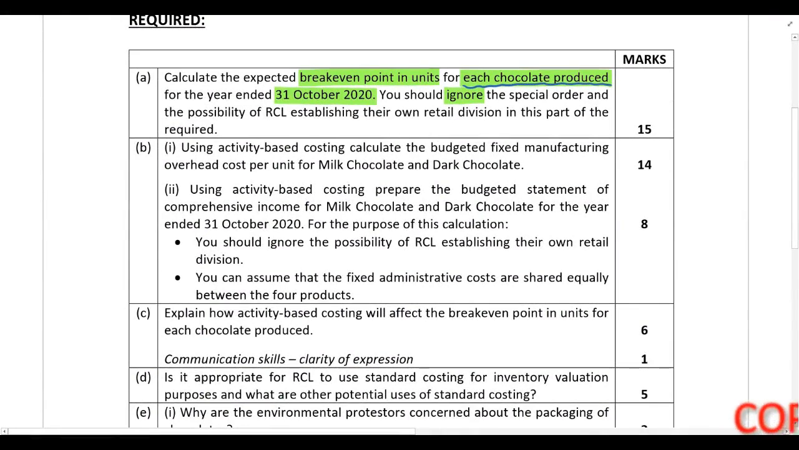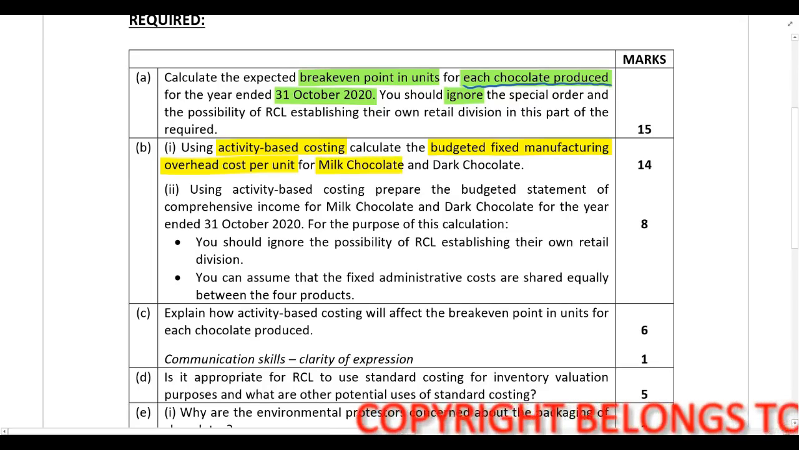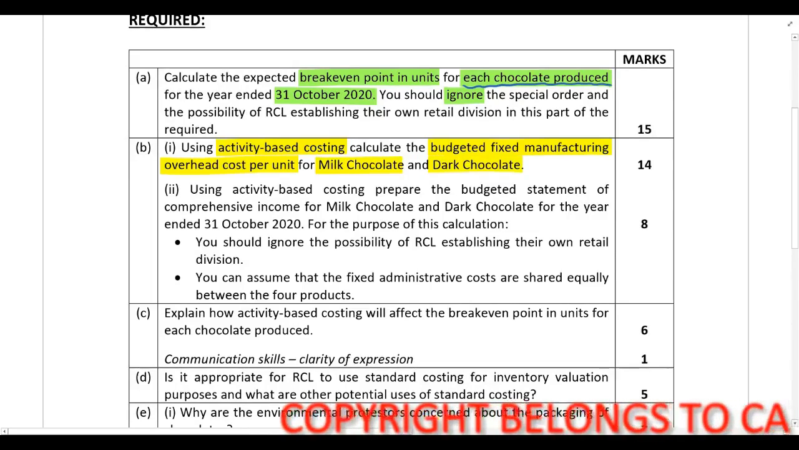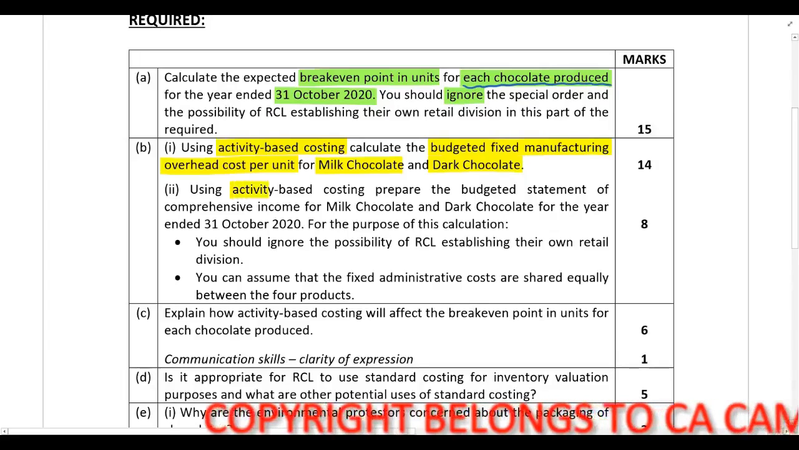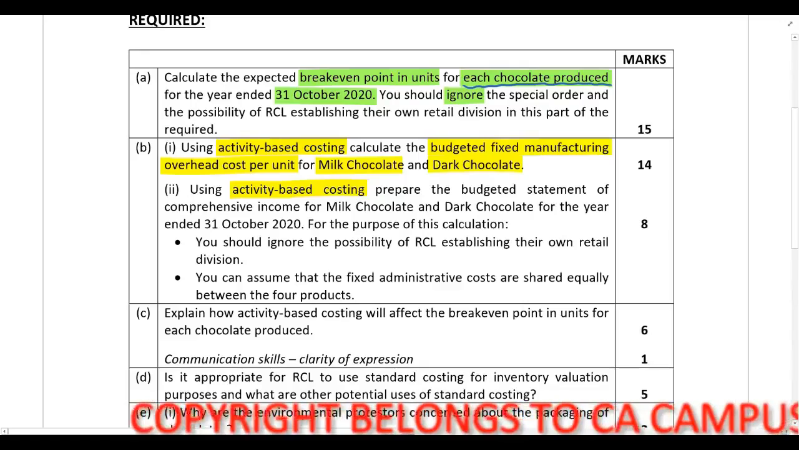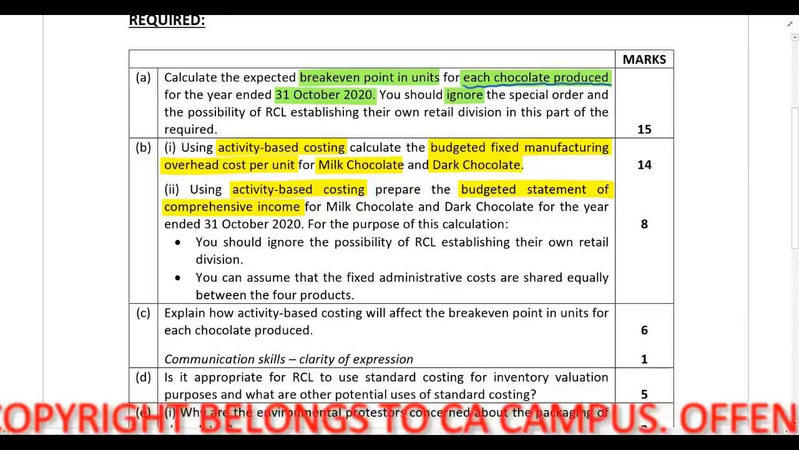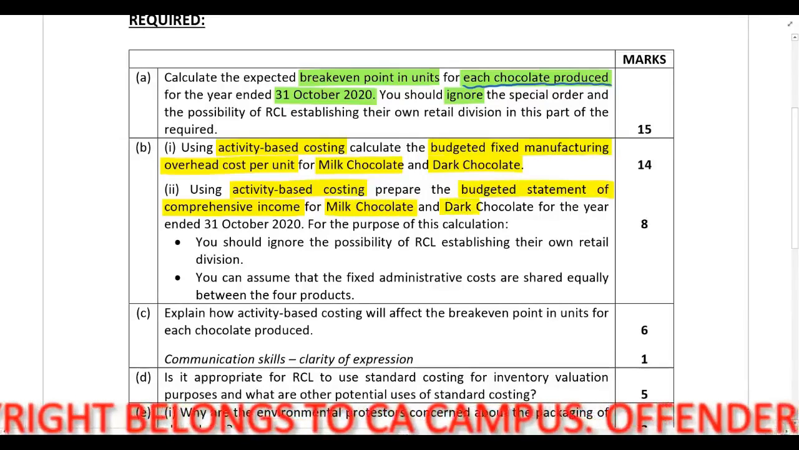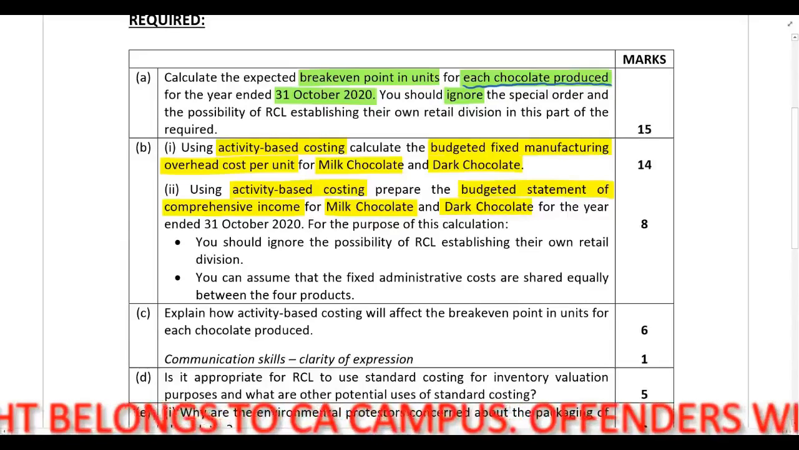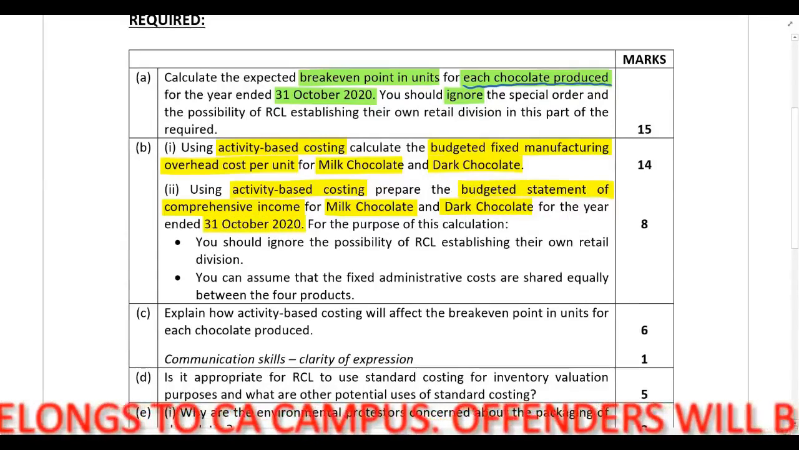Then in part B, first, using activity-based costing, calculate the budgeted fixed manufacturing overhead cost per unit for milk chocolate and dark chocolate. Then, still using activity-based costing, you need to prepare the budgeted statement of comprehensive income, also again for milk chocolate and dark chocolate, for the year ended 31 October 2020.